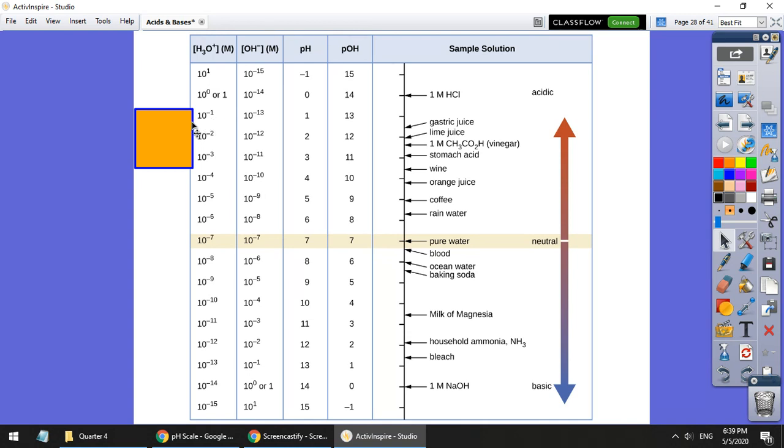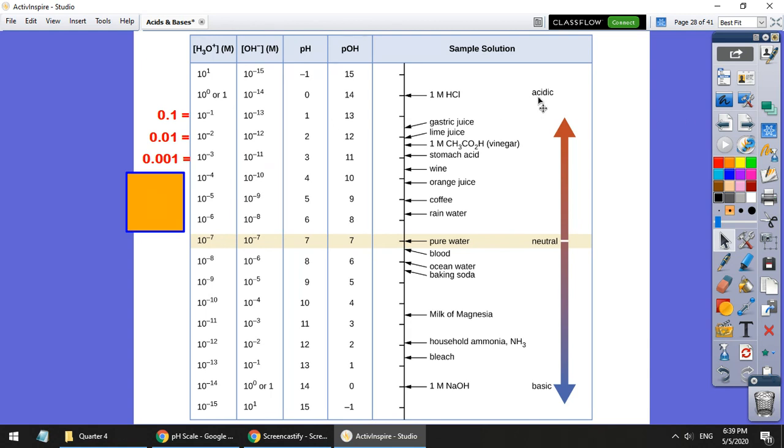10 to the minus 1 is really just 0.1. So 10 to the minus 2 would really be 0.01, and 10 to the minus 3, 0.001. So as we continue moving in this direction and our exponents are getting more and more negative, the numbers are getting smaller. So acids have a H plus concentration of greater than 10 to the negative 7.